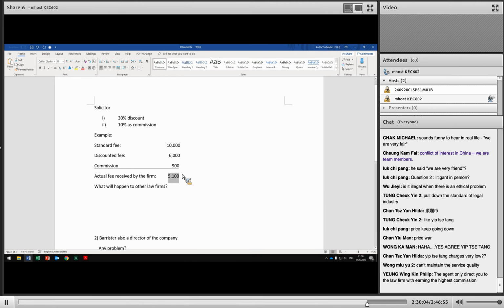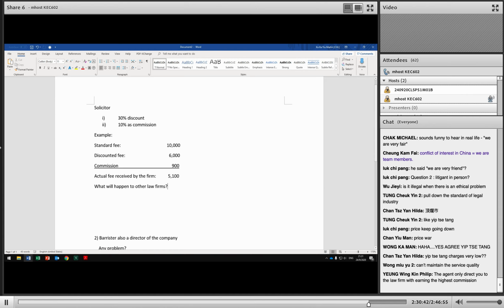When the law firm can only get 5,000, 4,000, 3,000, what will happen? They don't care about the quality, because the fee simply cannot cover a reasonable service. So many law firms will lower the price in order to attract more business, but the quality is terrible. At the end of the day, it will affect the reputation and the quality of service of many law firms, and the reputation of the legal profession.